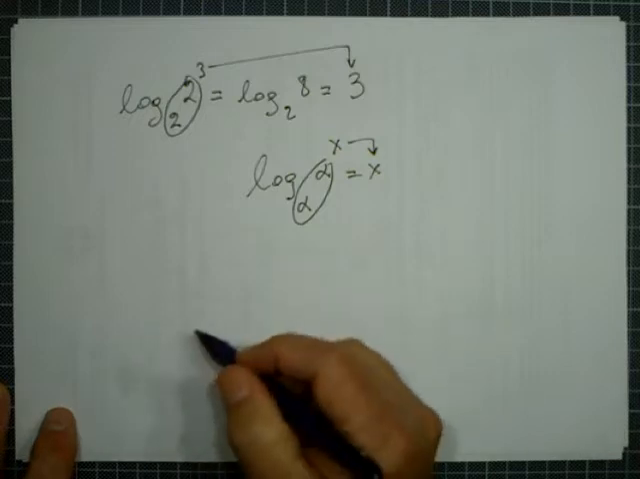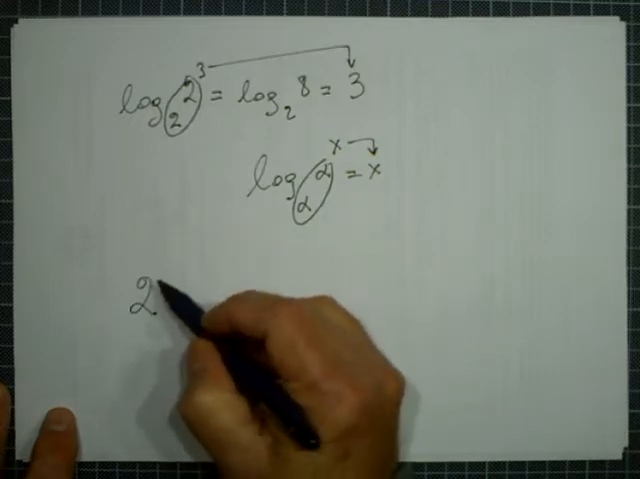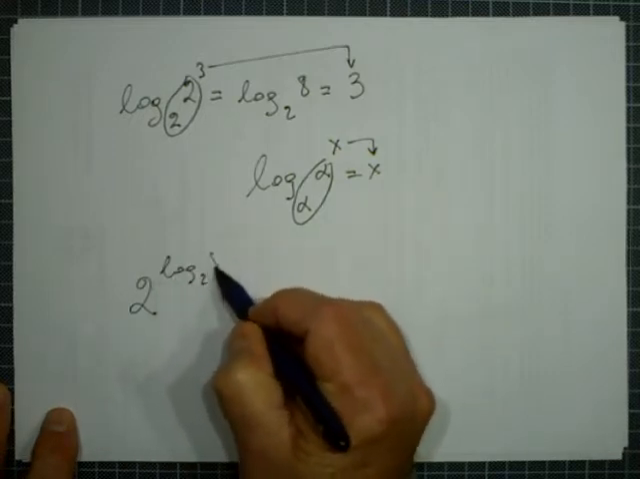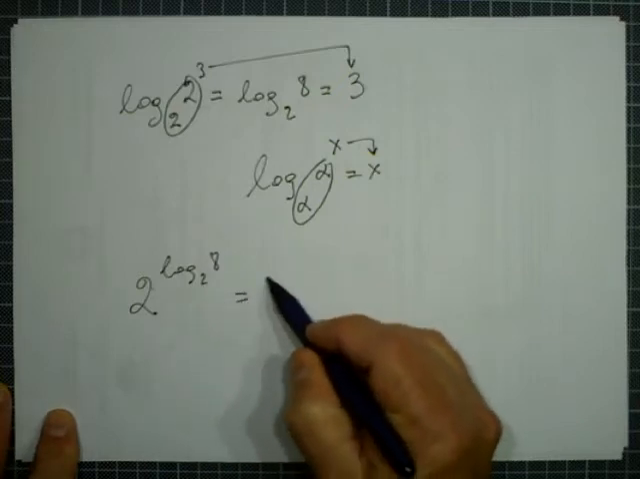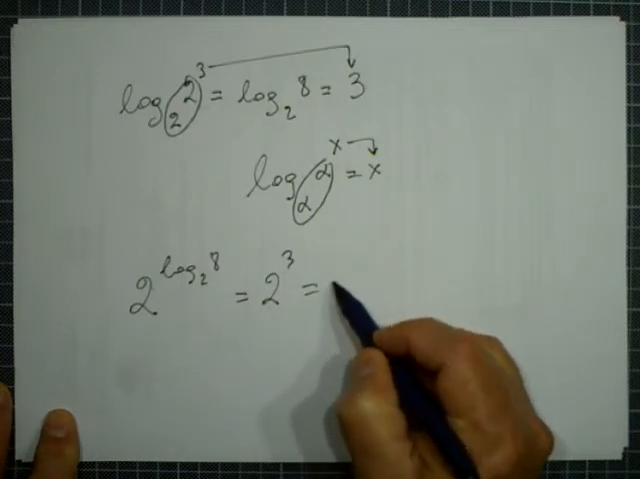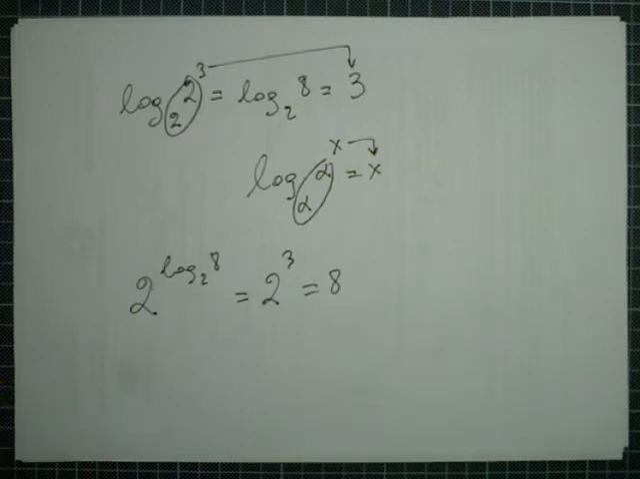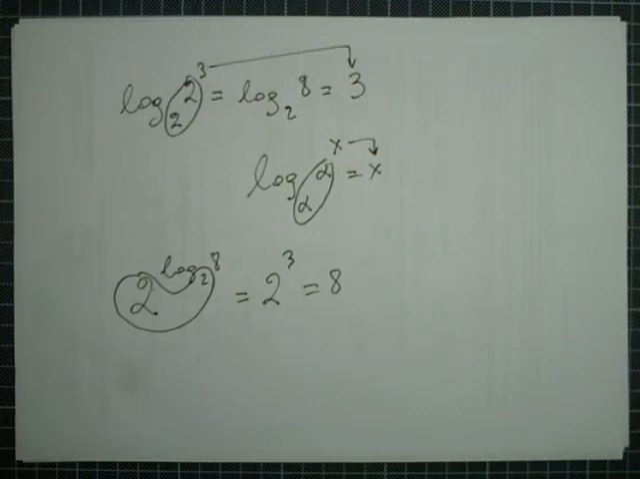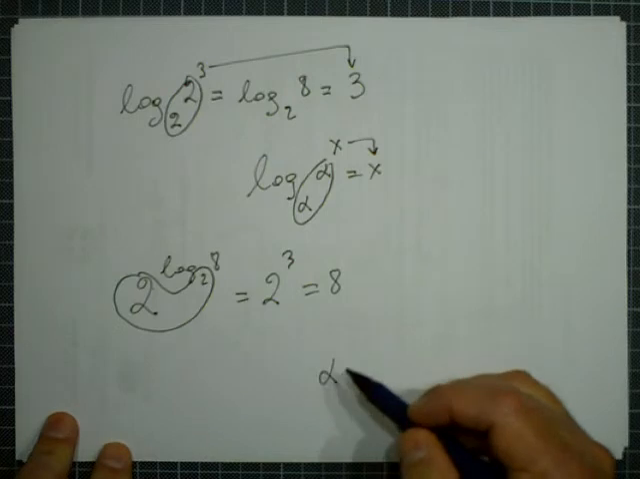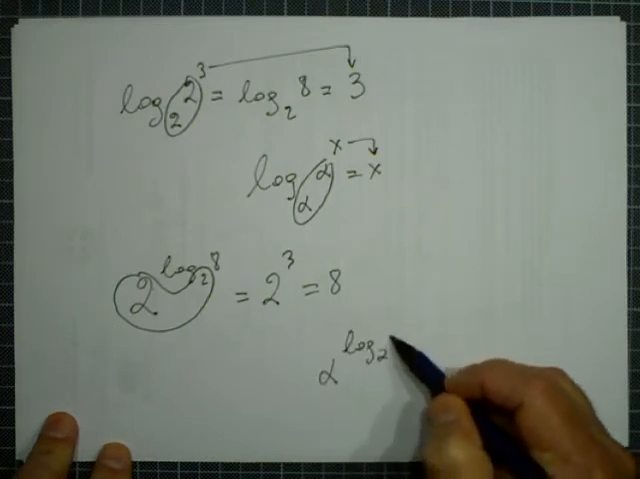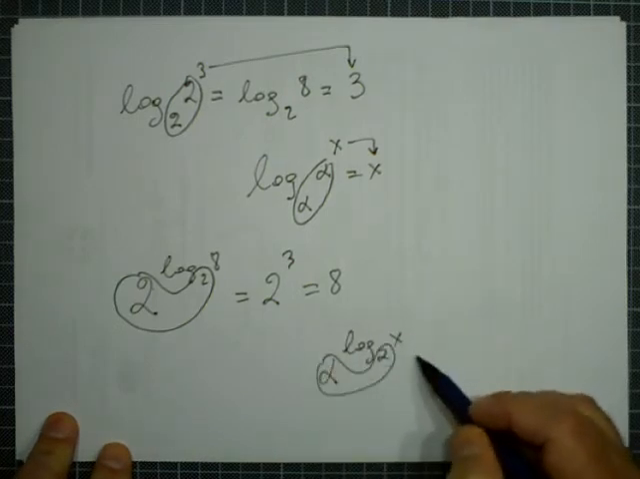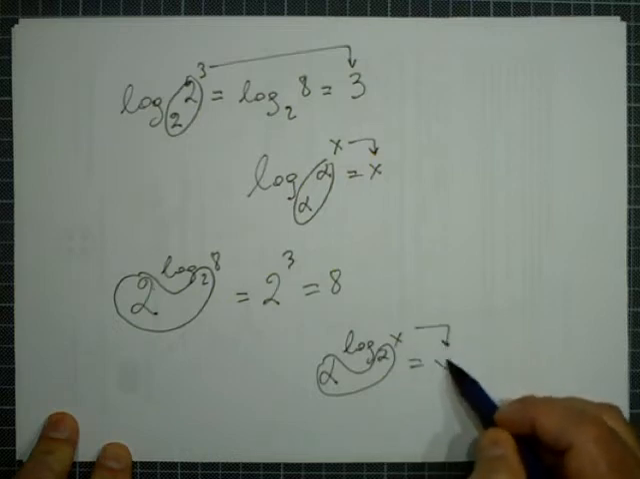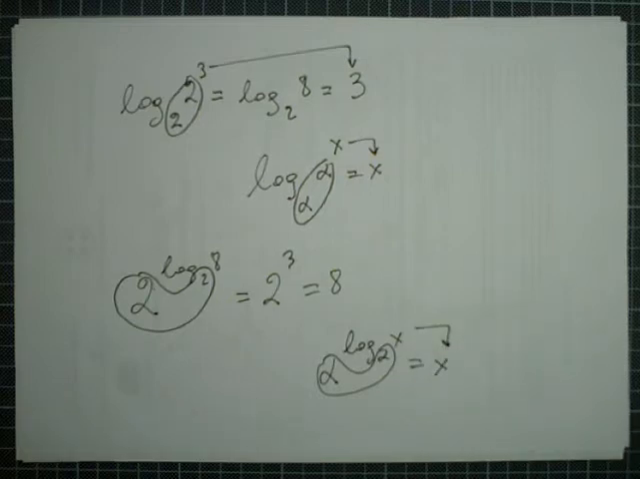The second property, 2 to the power of log 2 of 8. This is 2 to the power of 3, which is 8. Note here that these two numbers here are the same. Generally speaking, a to the power of log a of x, where these two numbers are the same, gives x. These are the two basic properties of logarithms.